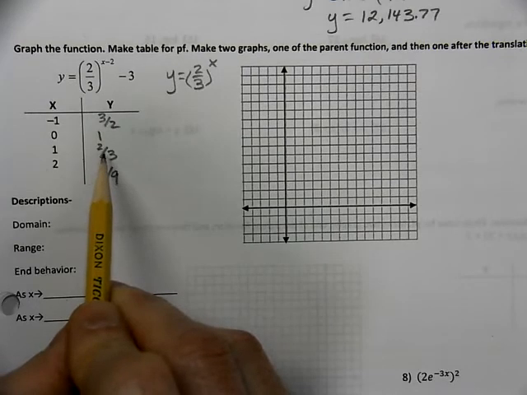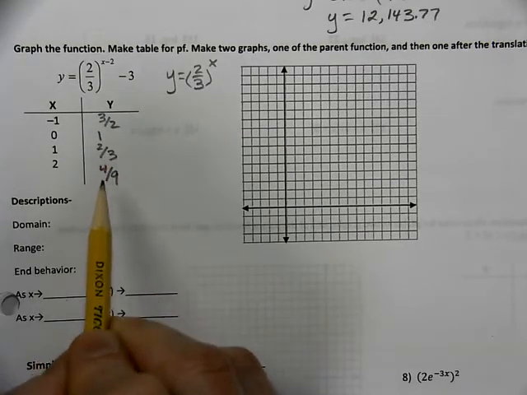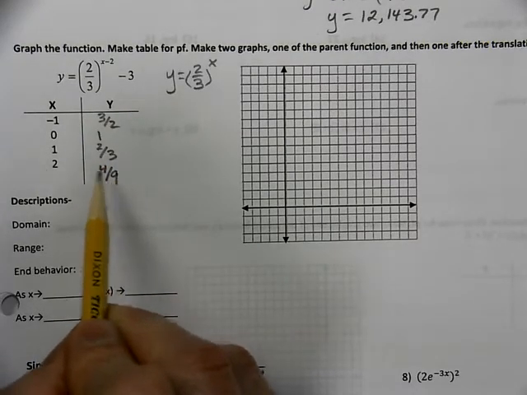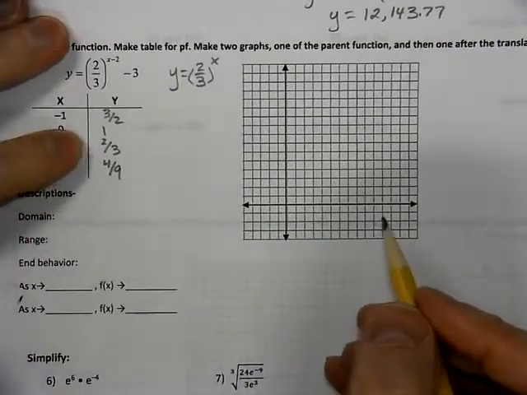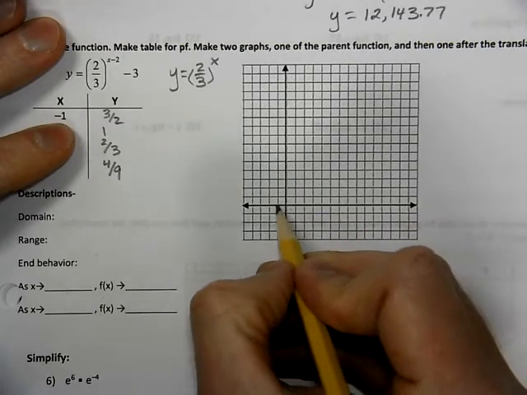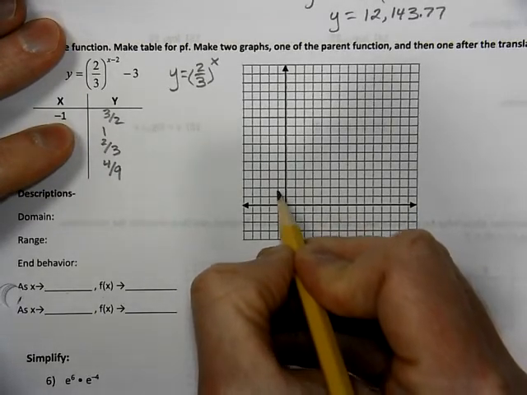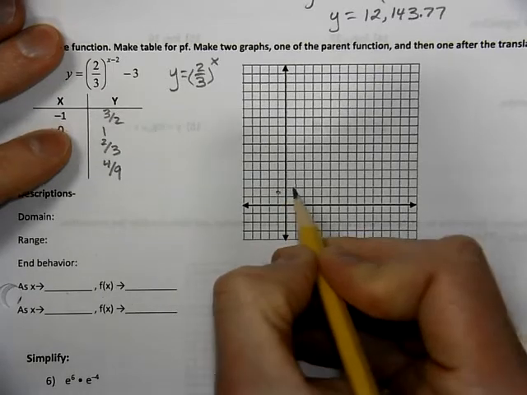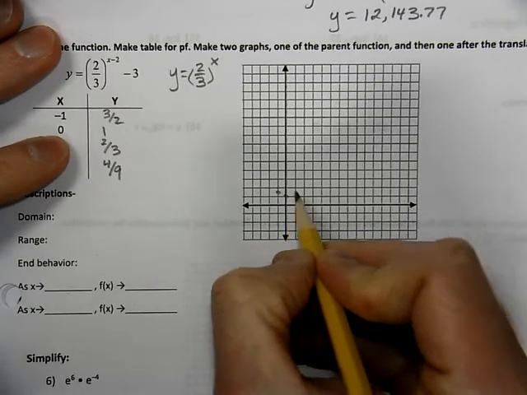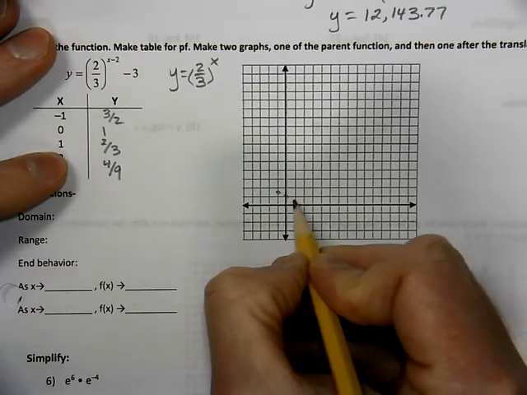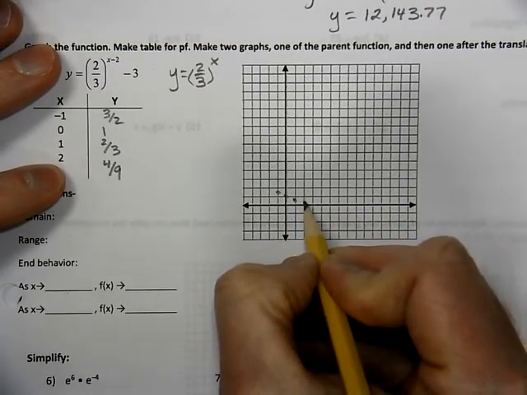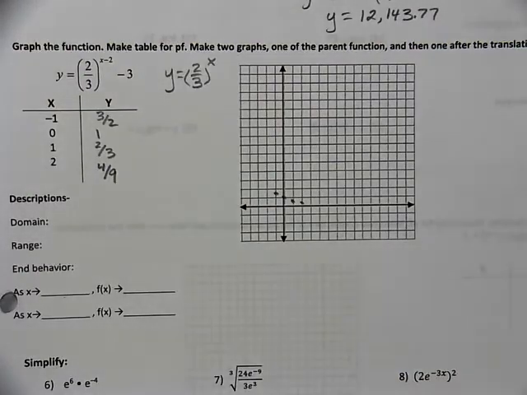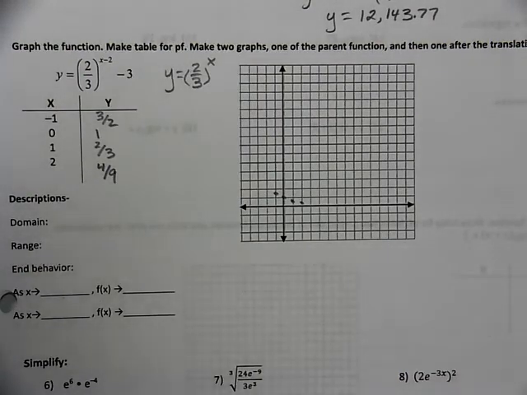So this fraction here, this is 0.666. Whenever you're dividing by 9, it would be the top number, 0.4444. Just to give you an idea of where that goes. At -1, we're up at 1.5. At 0, we're at 1. At 1, we're at 0.6. At 2, we're at 0.4. So it looks like it's getting closer and closer to the x-axis.